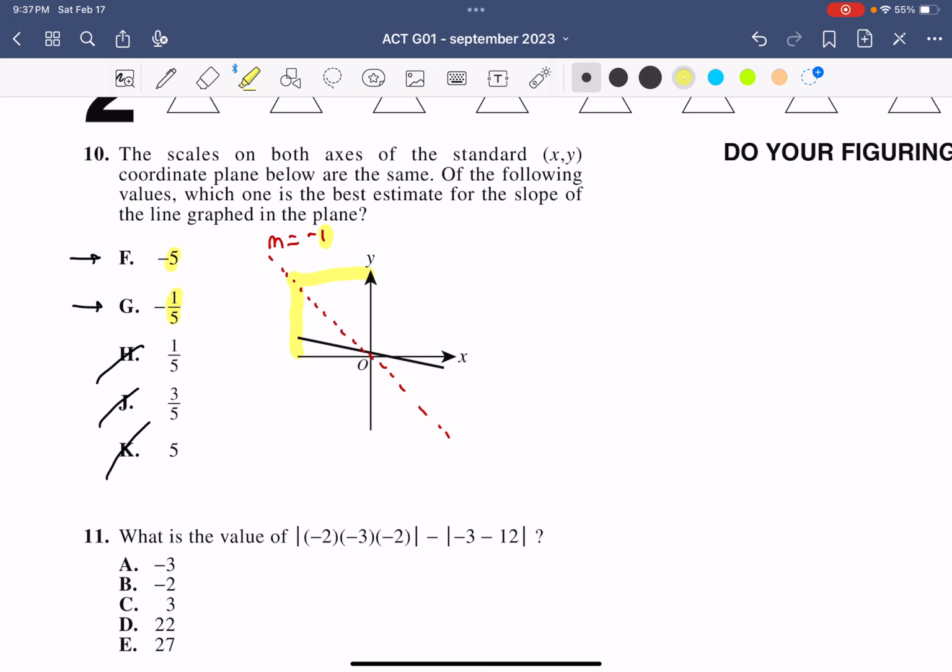Well, if I have a magnitude that is greater than 1, so let's say 2, 3, 4, or 5, like in option F, that just means the line will stay negative, but it's going to be much steeper. So 5 is going to look something like that. We're not looking for that though. We're looking for something that looks like this. So it's flatter. Since it's flatter, the magnitude of that slope would have to be a number that is smaller than 1, which is 1/5. So that's going to be our answer, G.